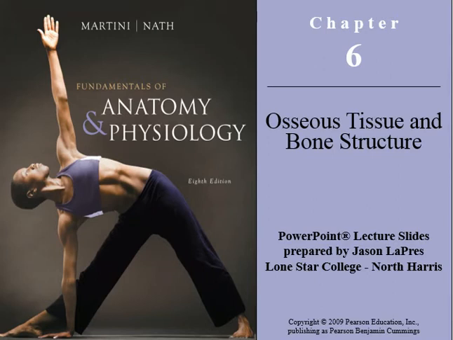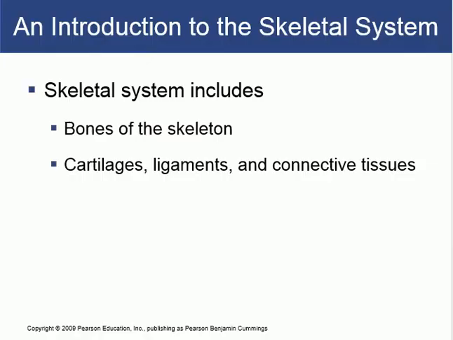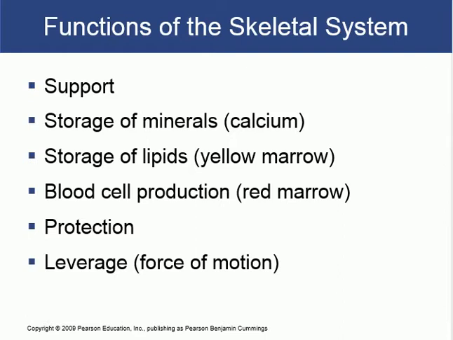Okay, chapter 6 is the osseous tissue or the bone, mainly from the histological point of view. And the skeletal system, generally speaking, is the bones, cartilage, ligaments, connective tissue, everything related to the bone, but we will focus more on the actual bone. The function of the skeletal system, generally speaking, is support. We all know that. It's supporting our body.